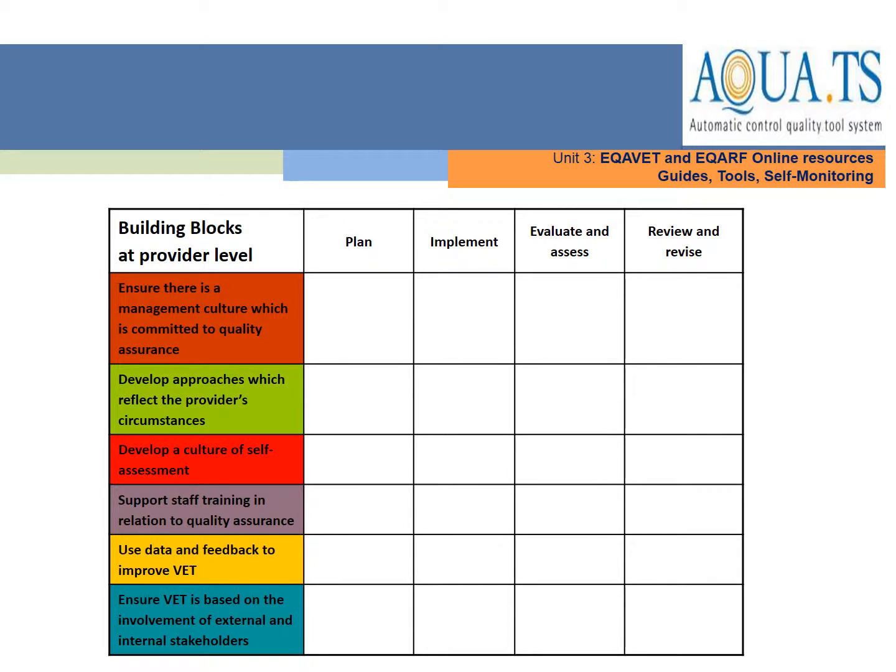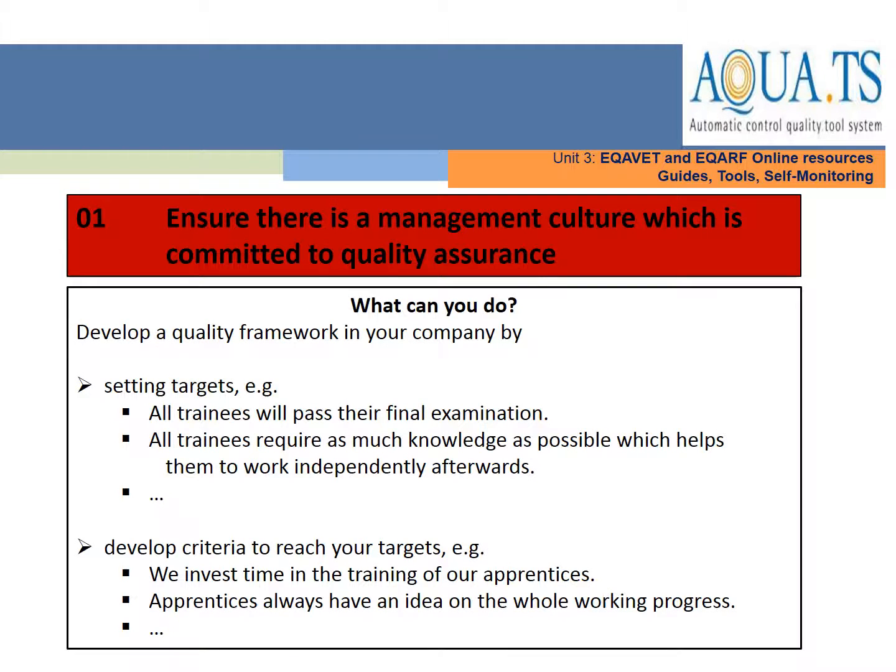This slide explains the role of the 6 blocks within the 4 stages. The following slides will deal with different strategic tools which VET providers can use in order to implement the building blocks. Here you see what is understood by the first building block: ensure there is management culture which is committed to quality assurance, and how it can be realized by VET providers.